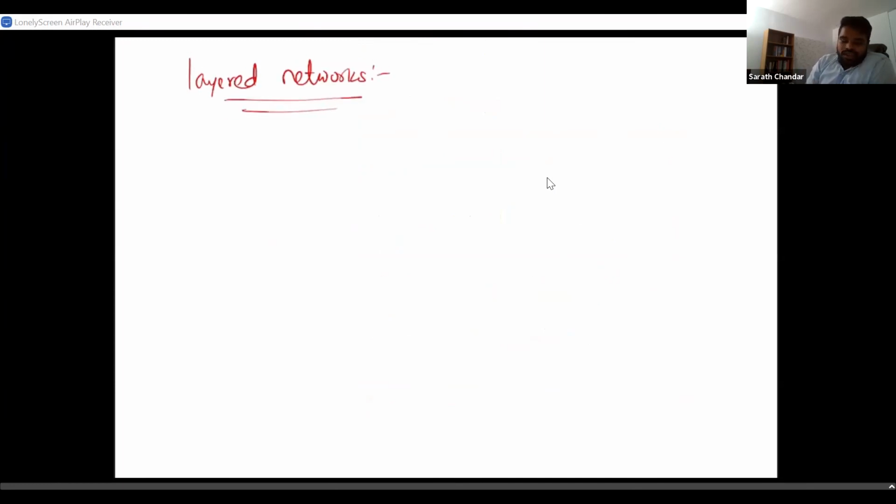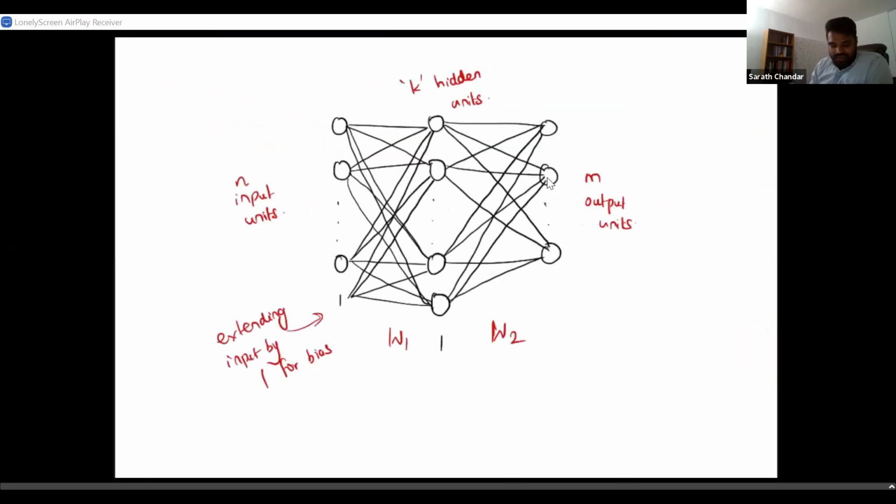Well, the idea is, let's say I have n input units, then k hidden units, and m output units. Okay, so now I would have a network like this. In this case, I have n input units, k hidden units, and m output units.